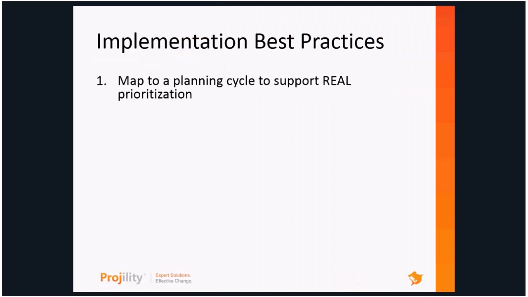So when we talk about implementation, I wanted to share some best practices on organizations that do this successfully. The first thing from an implementation best practice of portfolio management is mapping the planning cycle you use so you can do real prioritization. You don't want to do this just to do it. You want to do it because you're going to do your fiscal planning in October for your January projects. You need to get intake or new project requests in by June.